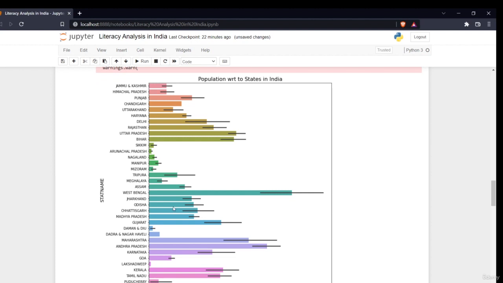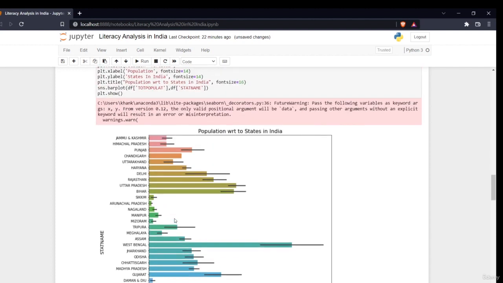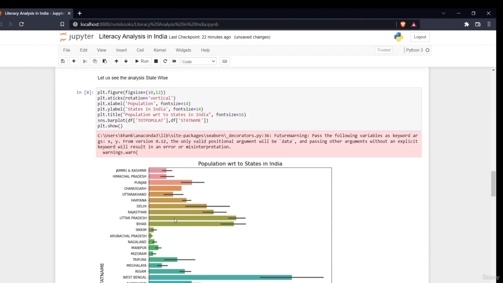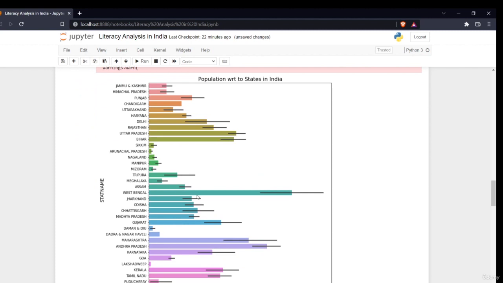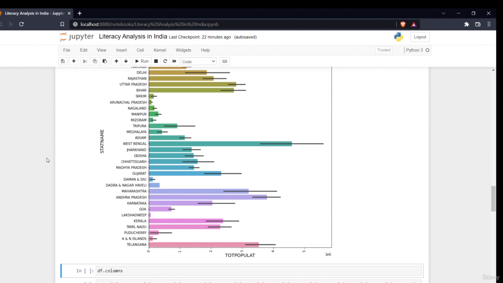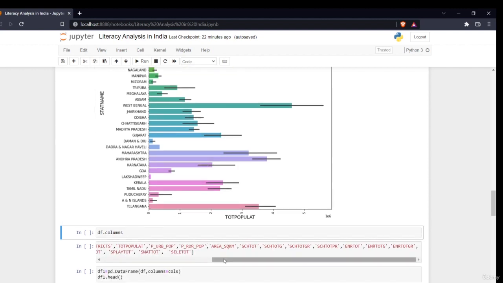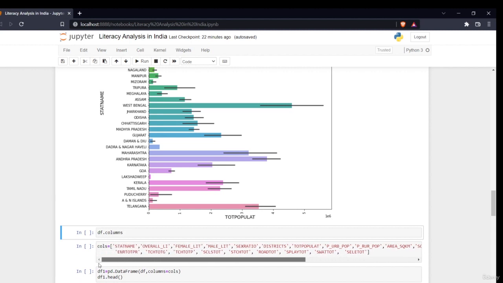But we have this graph in which it is showing me different population scale and the state name, having West Bengal at the highest, then Andhra Pradesh, Maharashtra. I think it is showing on the basis of the area also. Okay, on the basis of area, the population is there. And I was telling you about the different columns. Okay, these are the different columns.